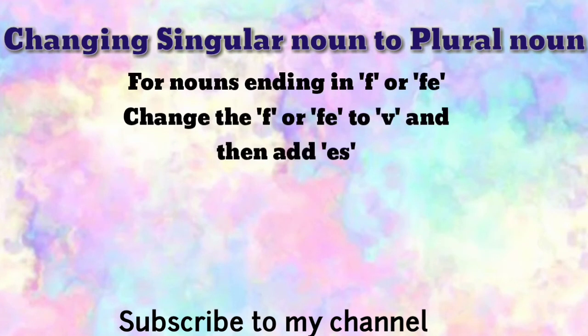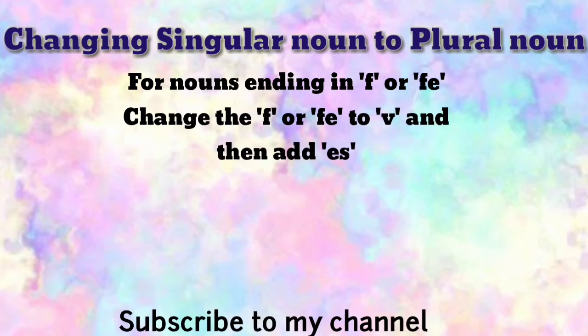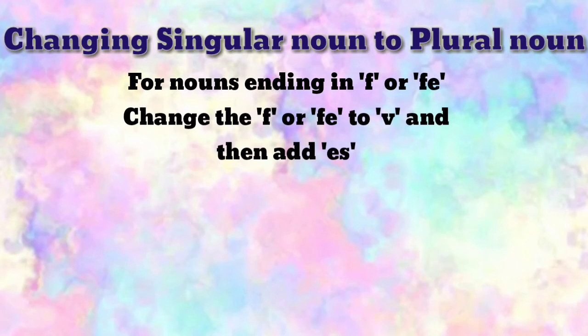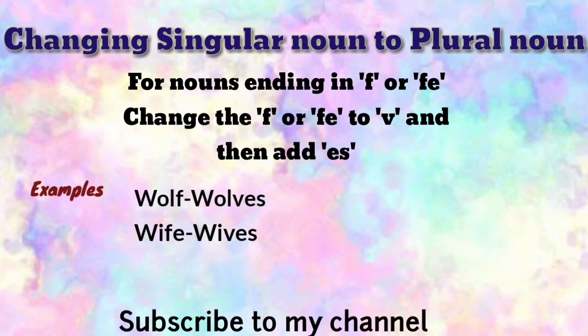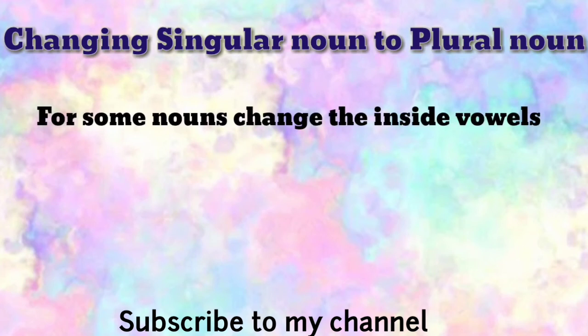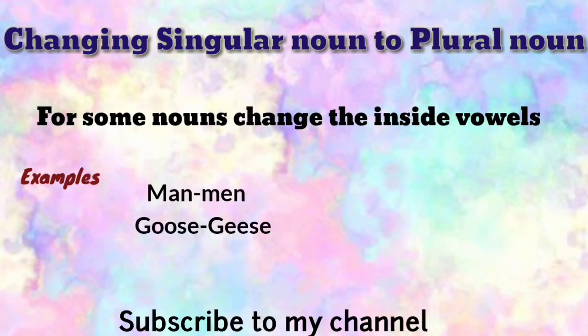For nouns ending in f or fe, change the f or fe to v and then add es. For example, wolf, wolves, wife, wives. For some nouns, change the inside vowels: man, men, goose, geese.